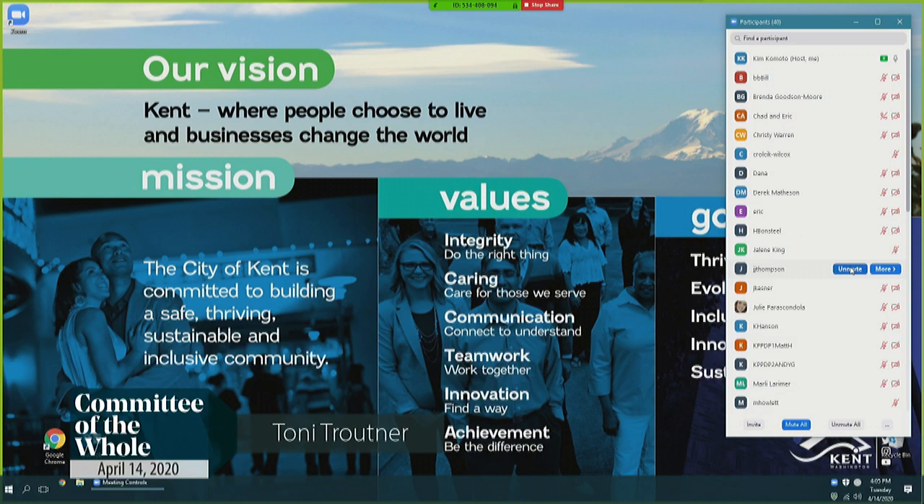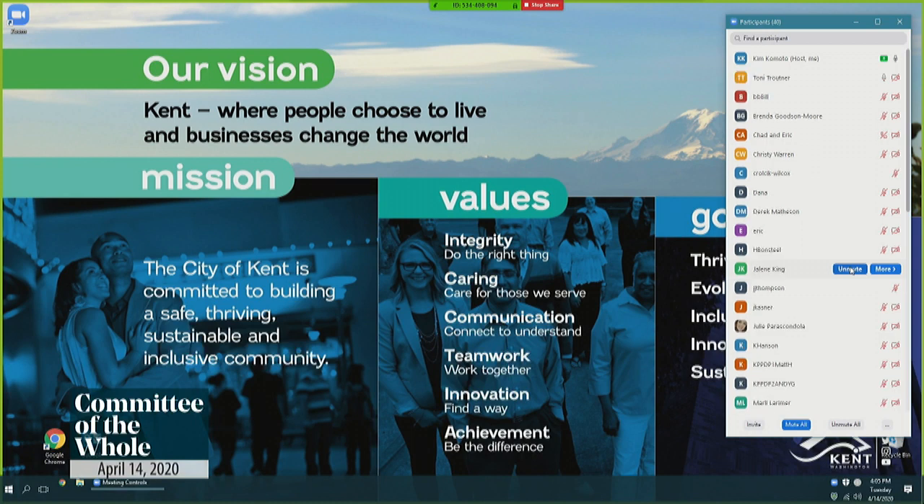Kim, are we missing anyone? I have everybody accounted for except for Councilmember Core. Okay. Moving on to the approval of the agenda, are there any changes from council or staff? None from staff this afternoon. All right, so if everyone is okay, we will move forward with the agenda as we have it here.